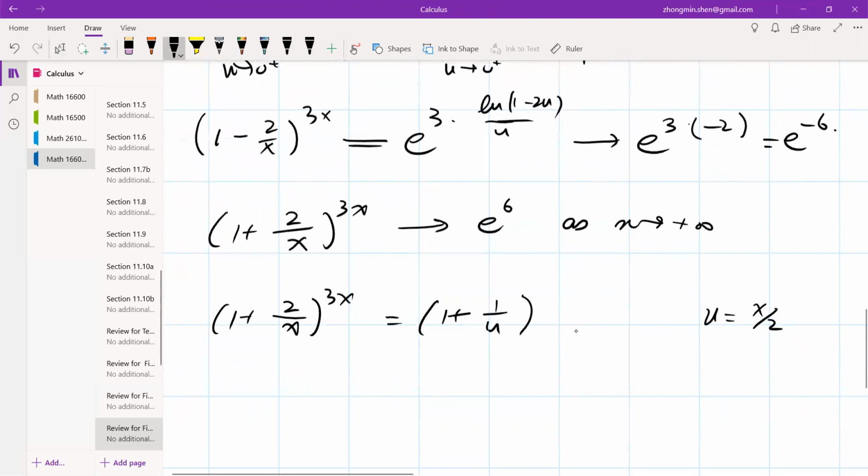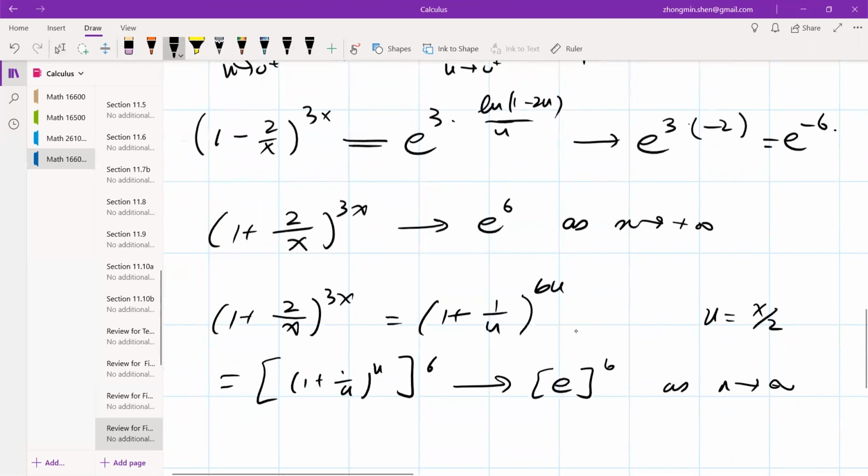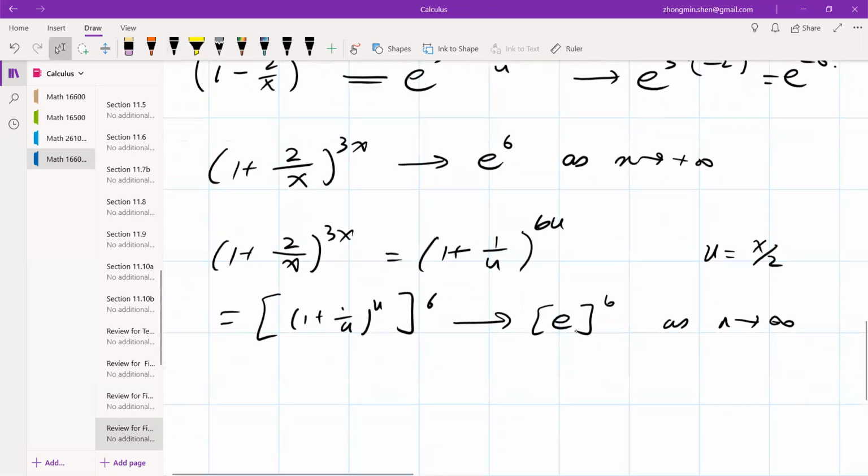Then 2 over x is 1 over u, and x is going to be 2u, so 6u here. So the limit inside is going to be e, outside 6, as u approaches infinity. So you don't need to go through the above procedure, just use the already known result.